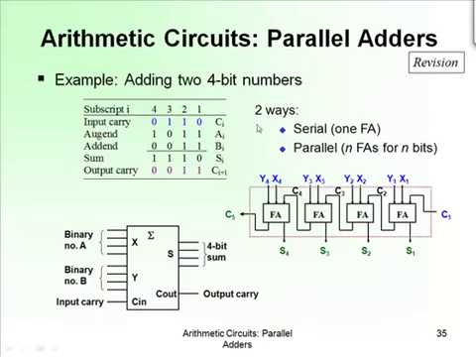Moving forward in the parallel adder, we can see that they're building it by daisy chaining four full adders together. You could do this in two ways with the 4-bit number. You could have the serial, which is one full adder that handles 4 bits, or you can do parallel. So an NFA is for n bits. If we needed 8 bits, we could use four 2-bit full adders, etc. Any combination that would get you to the end result.